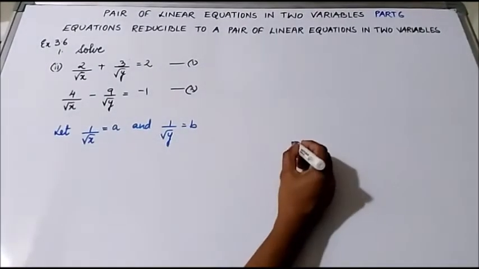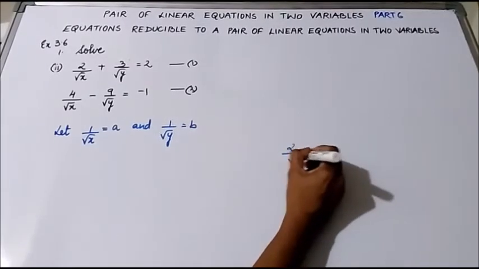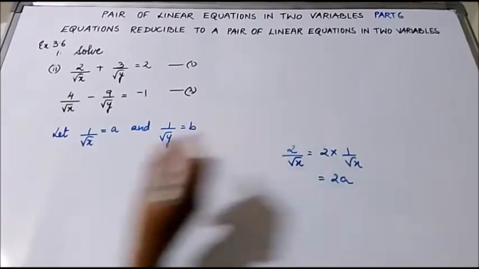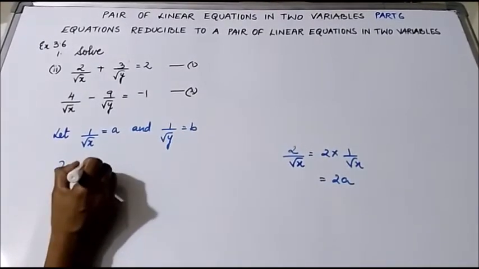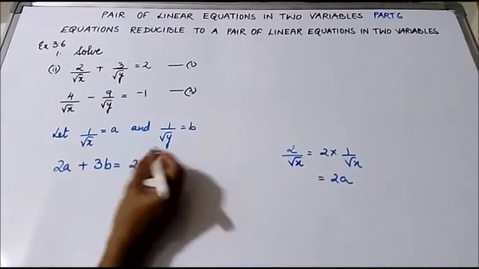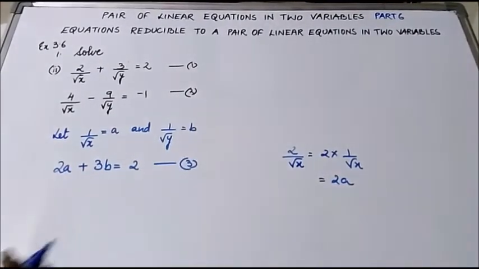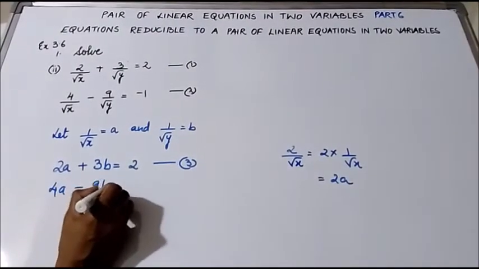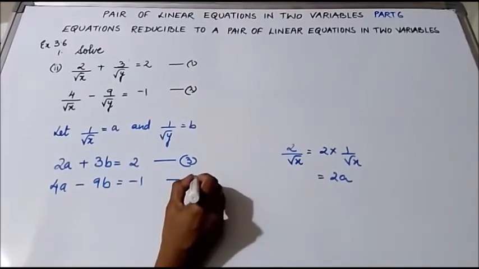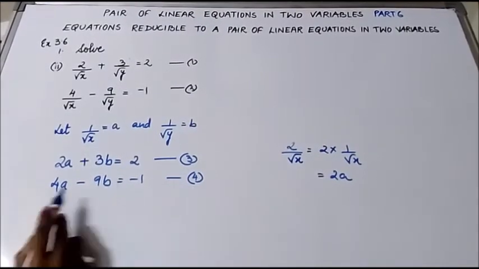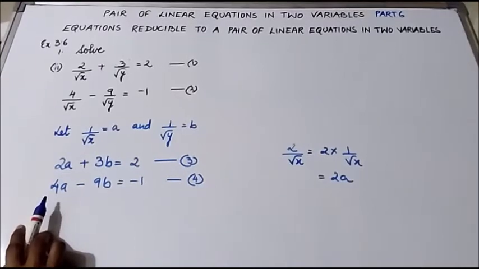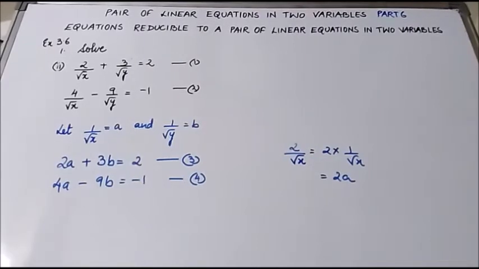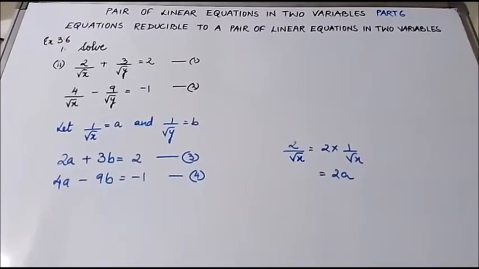Now what do we get here? We get here 2 by root x can be written as 2 into 1 by root x. This is 2a. So here we get 2a plus 3b is equal to 2. This is the third equation. Next equation will be 4a minus 9b is equal to minus 1. This is the fourth equation. The third and the fourth equation, as you can see, are linear equations in two variables where the variables are a and b. Now let us solve equations 3 and 4 by elimination method.